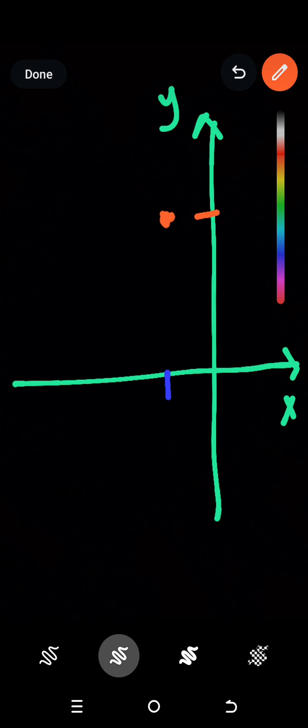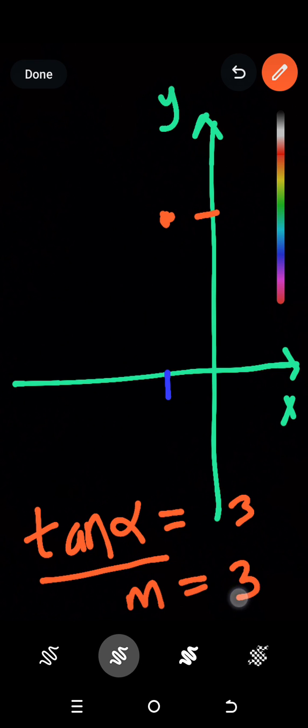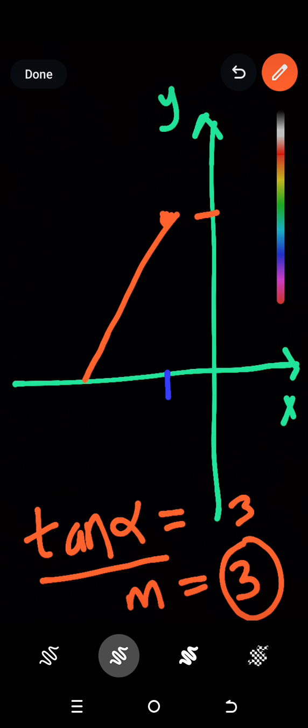All right, so we actually have that the tangent of the angle that the line makes to the x-axis is equal to 3, and since the tangent of the angle is the gradient and the gradient is positive, it therefore means that my line is going to be going in this direction. So this is my line.